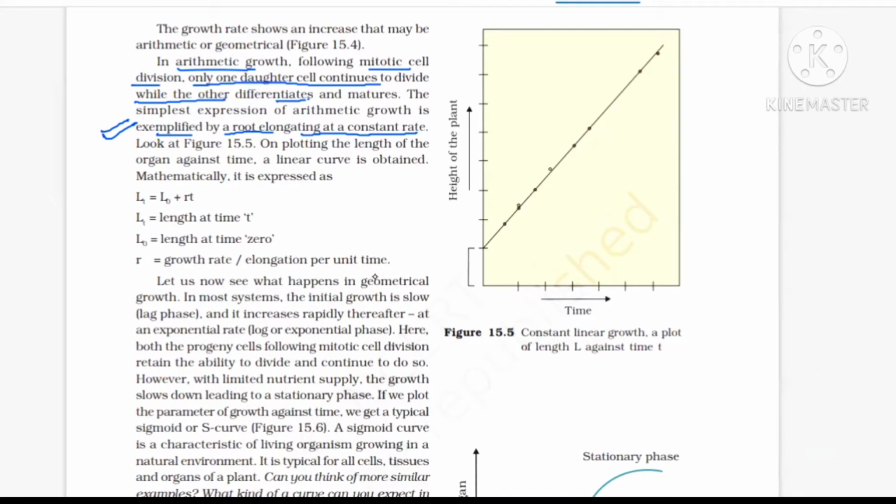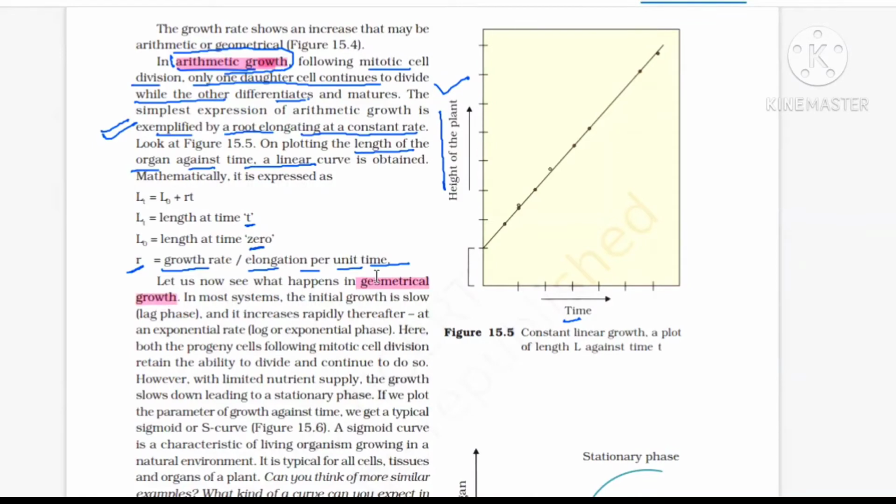And now when you plot the length of an organ, see here, you are taking the height of the plant against time, then you get a linear curve. This is again a question area. And the formula is Lt = L0 + rt. Lt means length at time t, a particular time t. L0 is at the starting, let us assume 0, and r is the growth rate, meaning elongation per unit time. Is it clear, beta? Now see, this arithmetic growth is over. This was with respect to arithmetic growth. Now we have to focus on geometric growth.